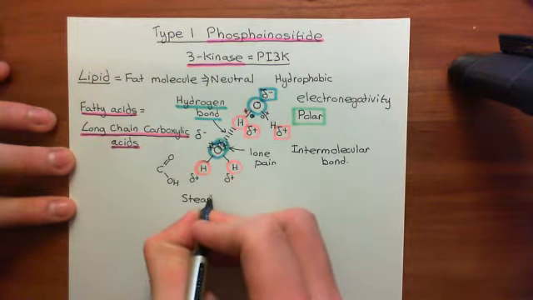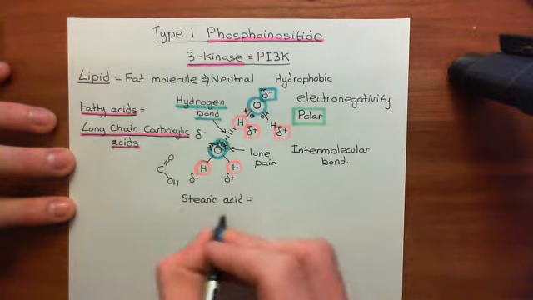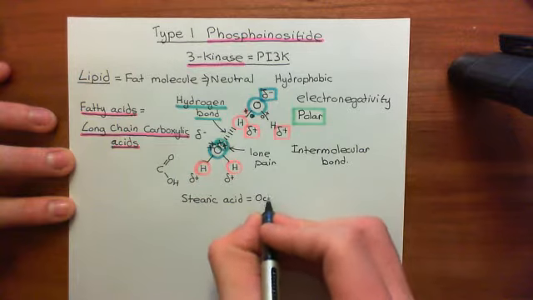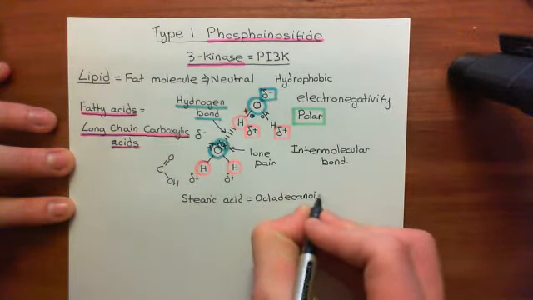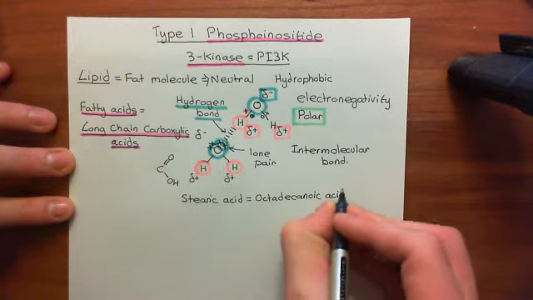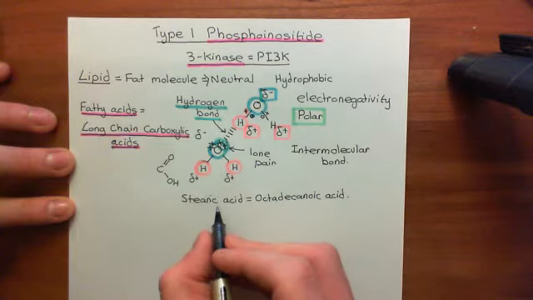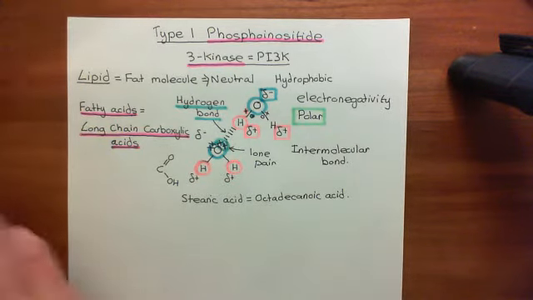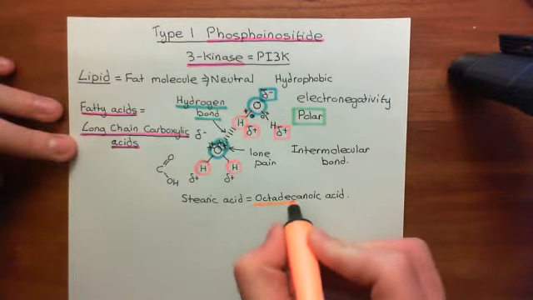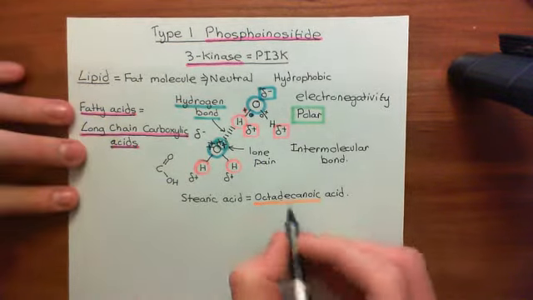So the prototypical example is stearic acid, and again, stearic acid is the old name for a molecule that would now be called octadecanoic acid. Although octadecanoic acid is a bit more of a mouthful than stearic acid, it's a useful name because it tells us exactly what we're dealing with here. It tells us that we're dealing with an 18-carbon, fully saturated carboxylic acid.